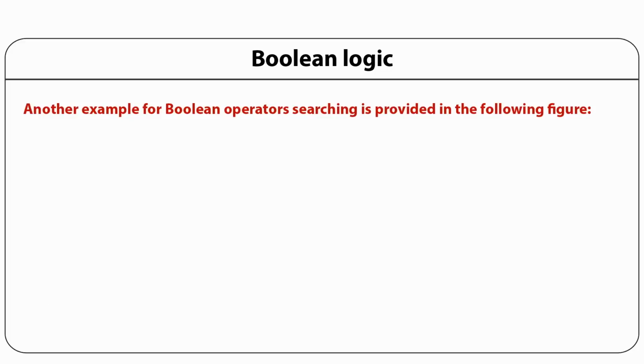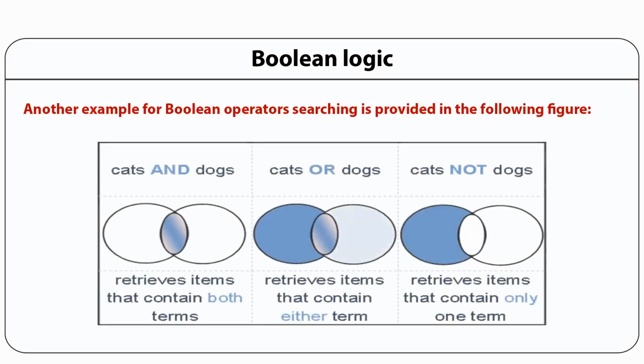Another example for Boolean operators searching is provided in the following figure. You can see the first, extreme left figure says cats AND dogs, as the overlapping circle tells, retrieves items that contain both terms. Then cats OR dogs retrieves items that contain either term. And the rightmost figure shows the use of the NOT Boolean operator, that is cats NOT dogs. It only retrieves items that contain only one term.